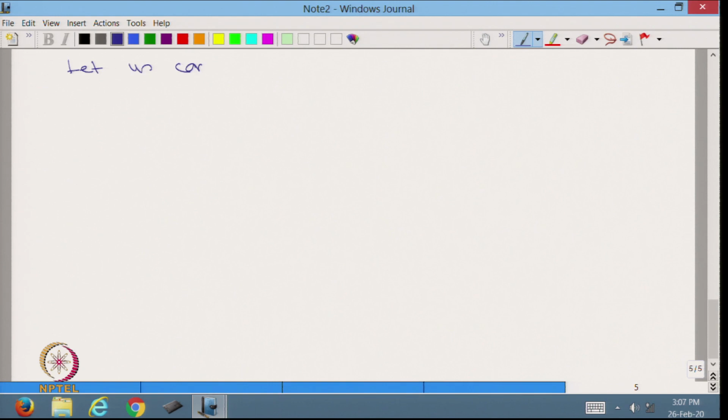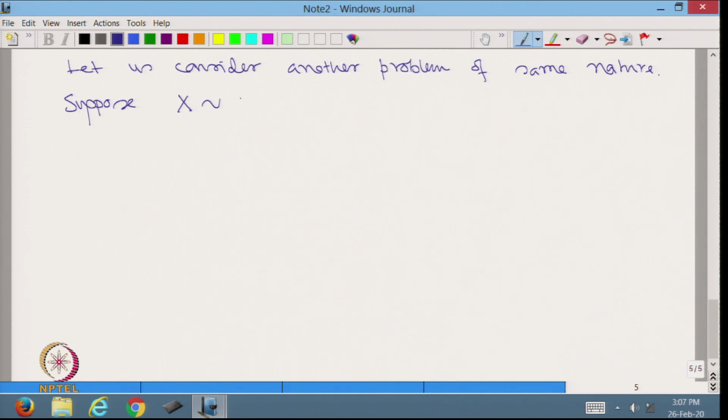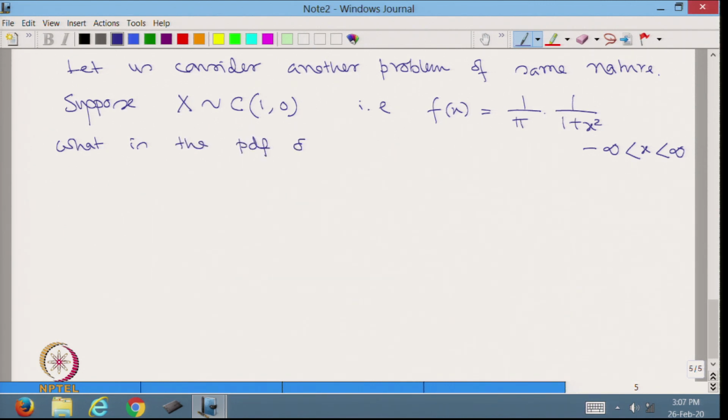Let us consider another problem of the same nature. Suppose X is distributed as Cauchy with parameters 1, 0, that is f of x is equal to 1 over pi into 1 over 1 plus x square, minus infinity less than x less than infinity. What is the PDF of X square?